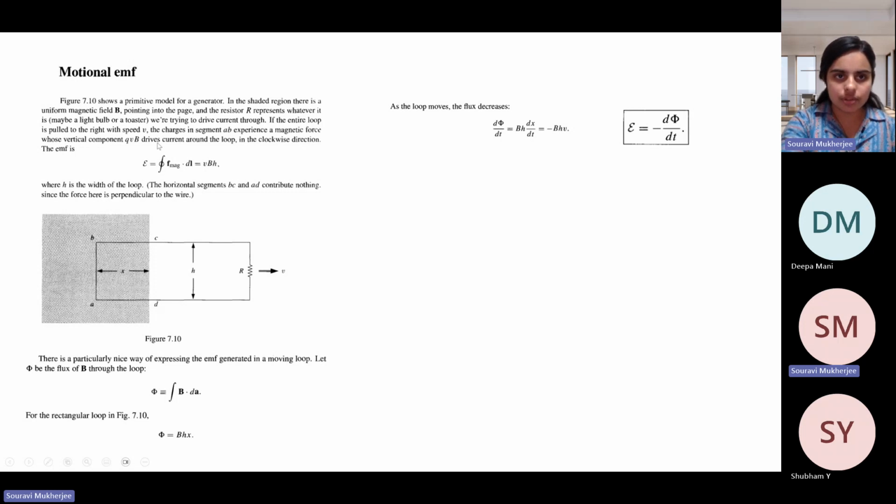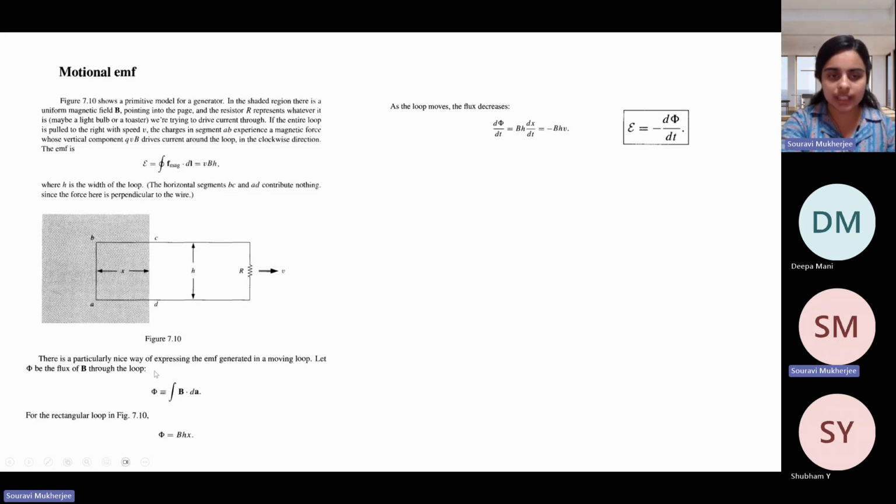So because of this force, what would happen? That will drive a current around the loop in the clockwise direction. So whenever you are taking this loop outside this magnetic region, you see that there is some current that comes up in the loop, right? And what is the potential difference that you see? That is given as V into B into H. So this is this integral that we just discussed.